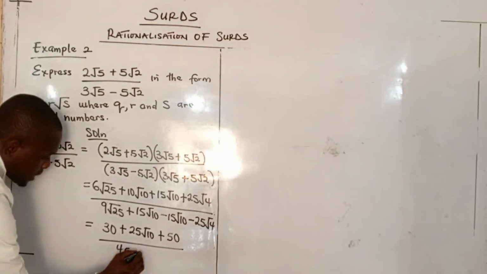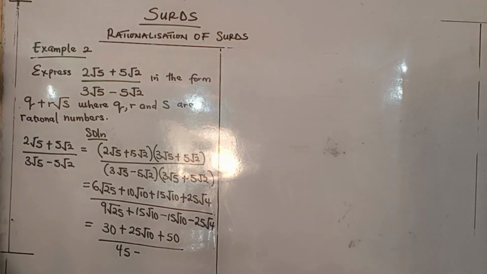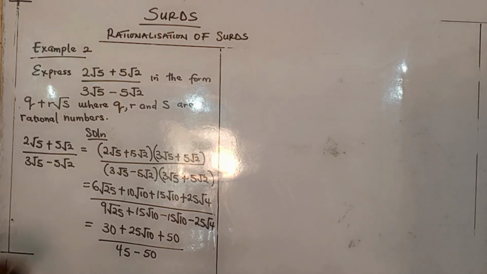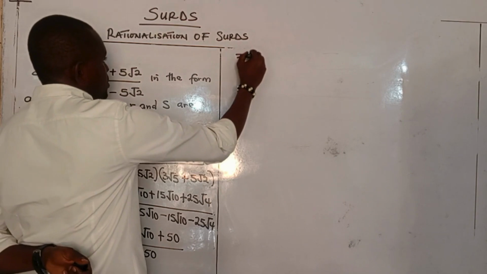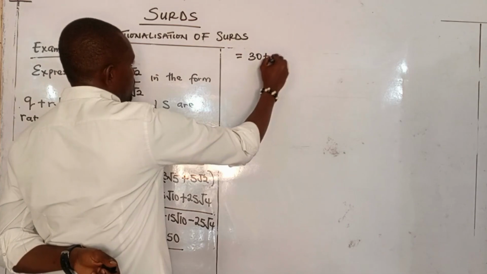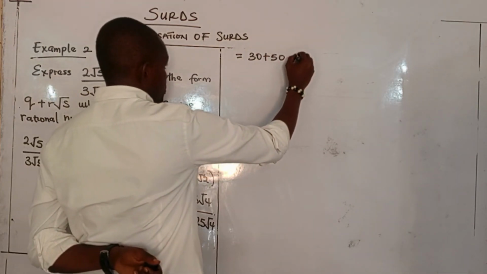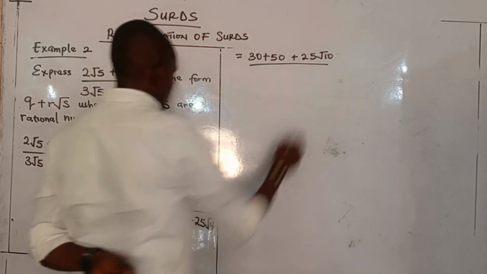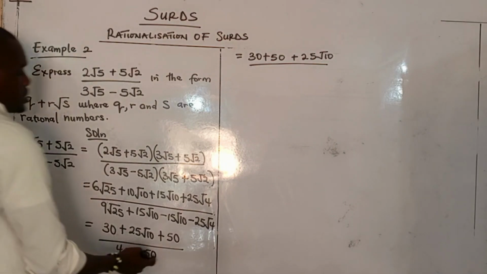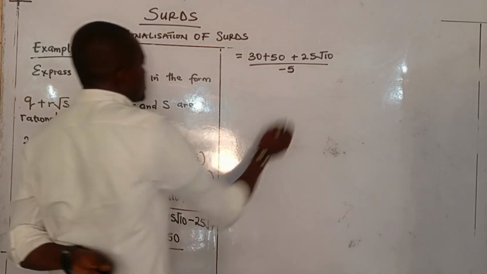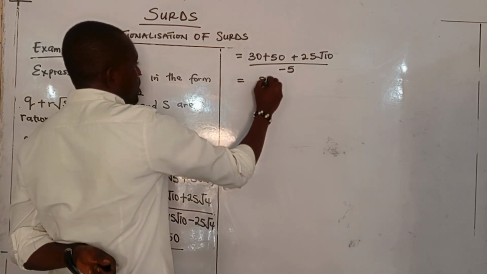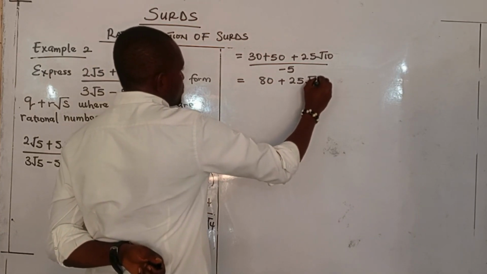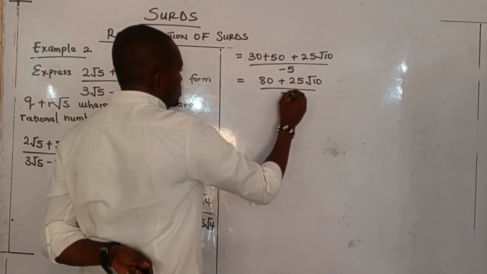So we'll bring our minus. Then square root of 4 is 2. So 2 times 25 is 50. So from here now, if we rearrange, we are going to have 30 plus 50 plus 25√10 all over, 45 minus 50, which gives us minus 5. So here we are going to have 80 plus 25√10 divided by minus 5.